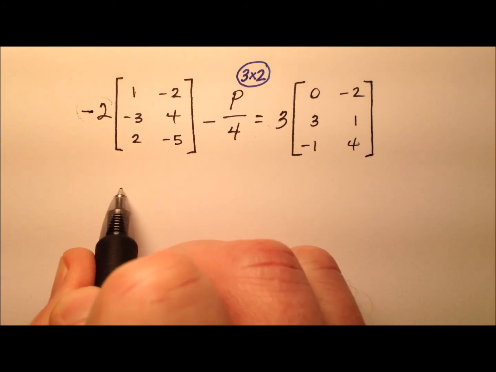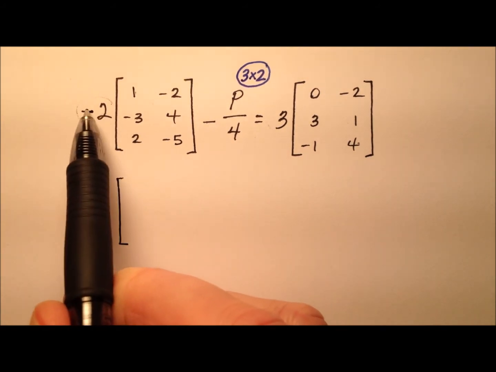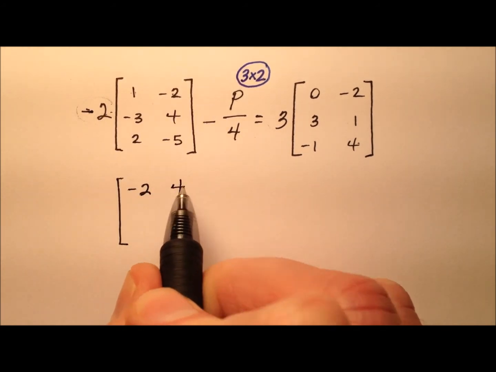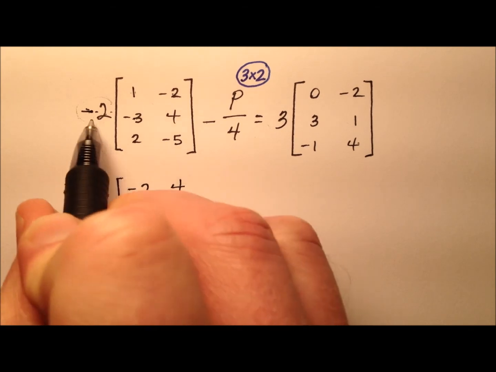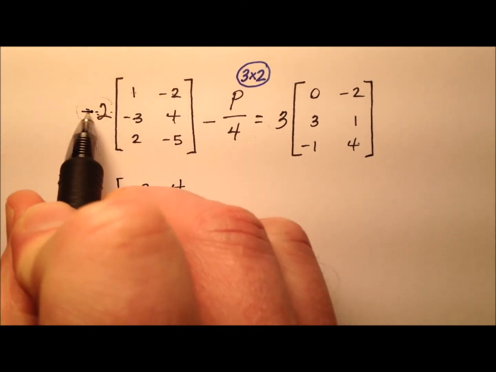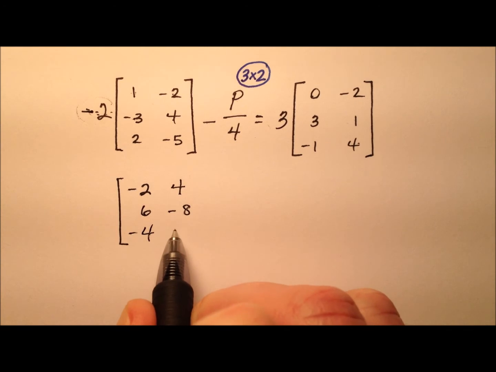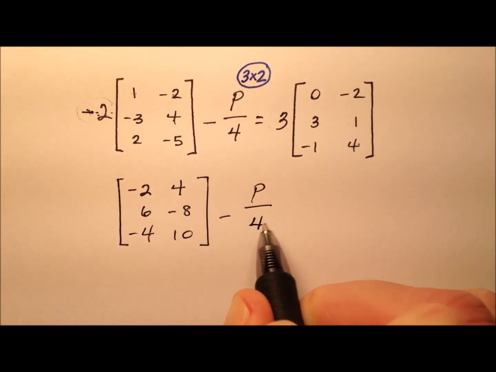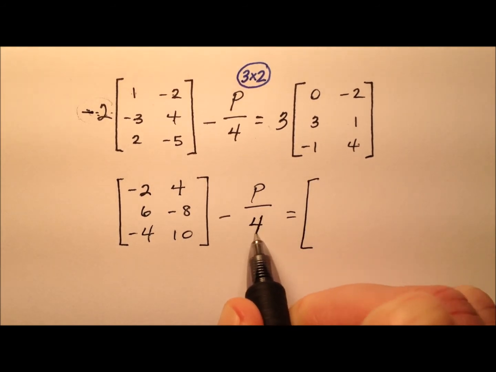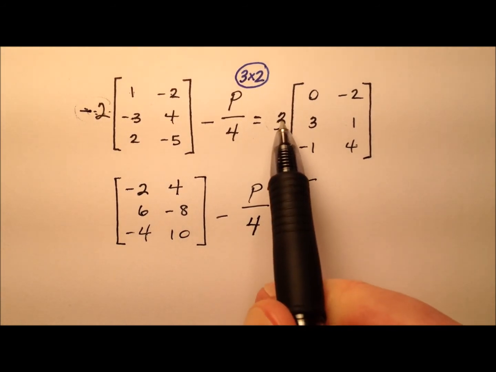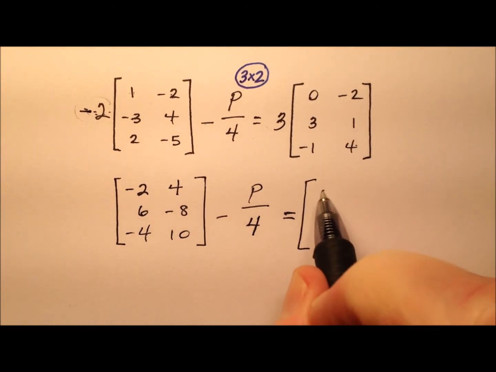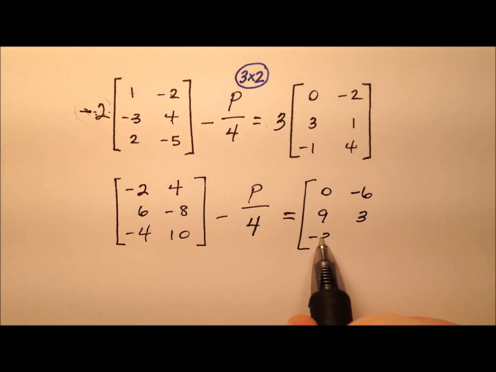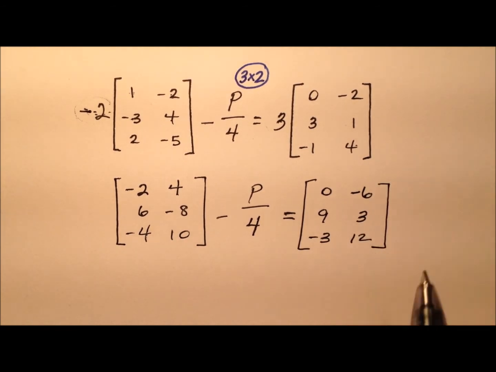Okay, so on this one, we're going to have a 3 by 2. And -2 times 1 is -2. -2 times -2 is 4. Following here should give us a 6 and a -8. And a -4, and finally a +10. And I have this minus P over 4 equals, and on the right side, when I take this 3 and multiply it through every term, I should have 0, -6, 9, 3, -3, and 12.